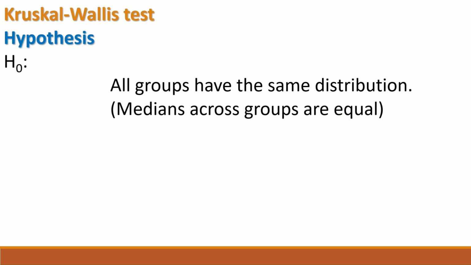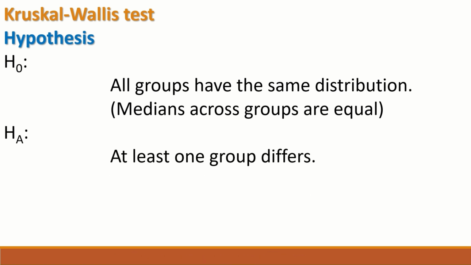To perform the Kruskal-Wallis test, a null hypothesis has to be generated, and that null hypothesis will state that all groups have the same distribution, which means that the medians across all groups are equal. The alternative hypothesis will state that at least one group differs. So there is a difference between those multiple groups. If the p-value is less than 0.05, then reject the null hypothesis.